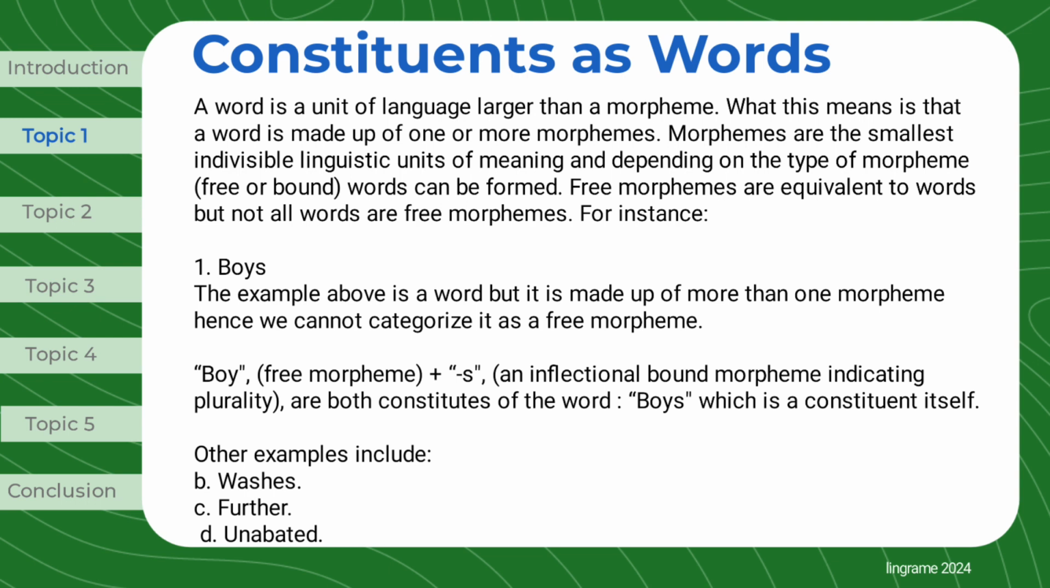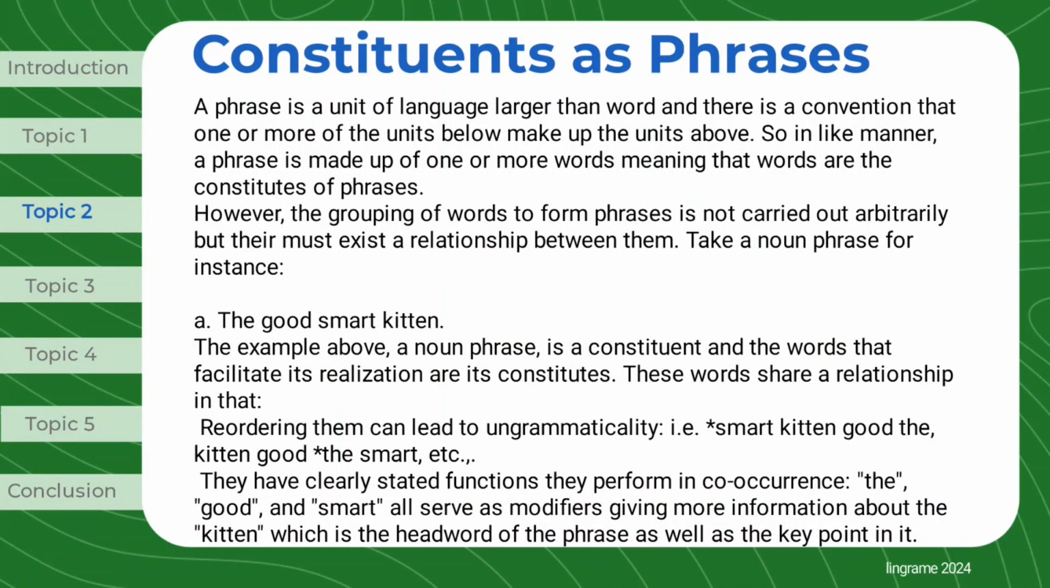Boy, a free morpheme, plus s, an inflectional bound morpheme indicating plurality, are both constitutes of the word boys, which is a constituent itself. Other examples include washes. Further, unabated.